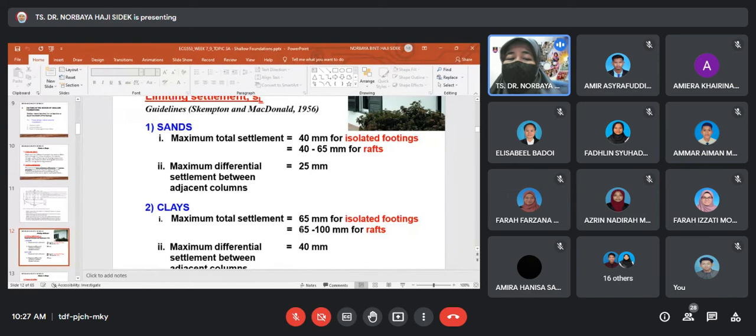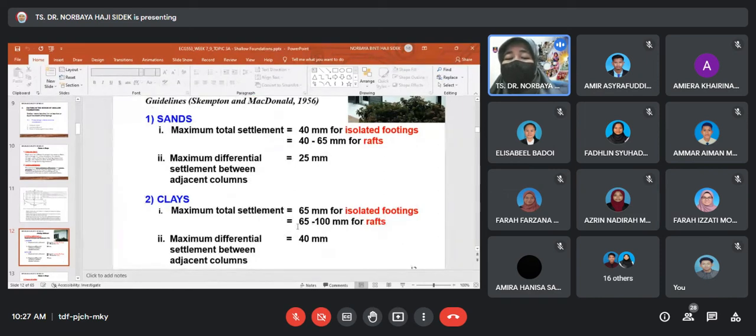Okay, by the way, if you refer to the clay, the maximum total settlement is 65 for the isolated footing and 65 to 100 for the raft footing. And the maximum differential settlement we allow is 40 mm.